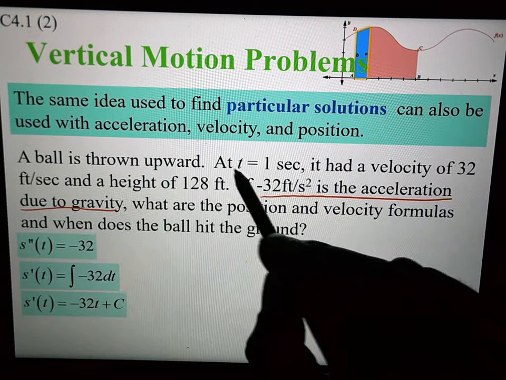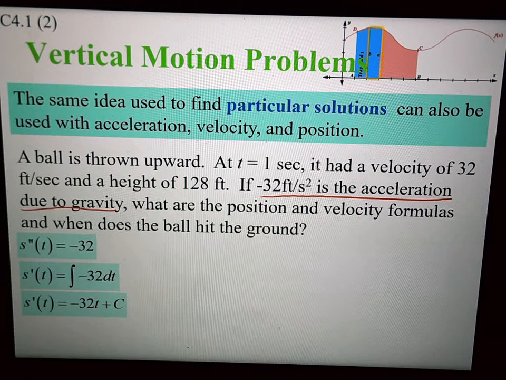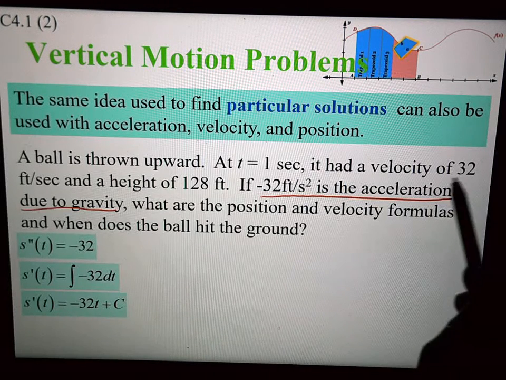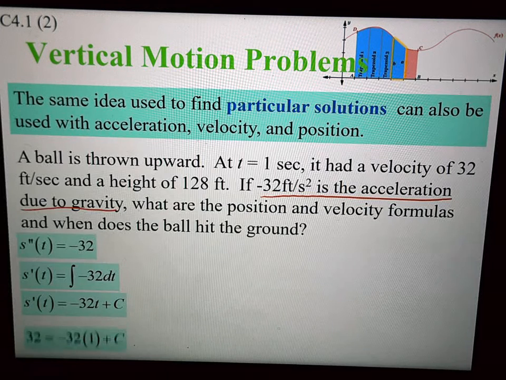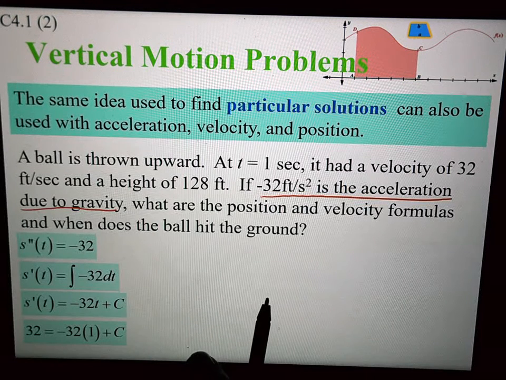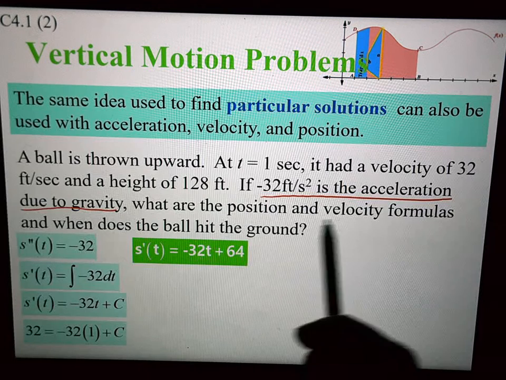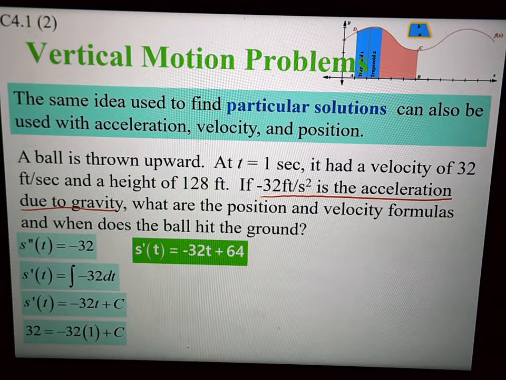I know one fact. At t equals 1 second, it had a velocity of 32 feet per second. That is 1 point on this derivative. At 1 second, that's your t, it had a velocity equals 32. Let's plug that in. Do you know what the constant has to be? Negative 32, add it, c is equal to 64. Now we have our velocity formula. We've answered one of our questions.